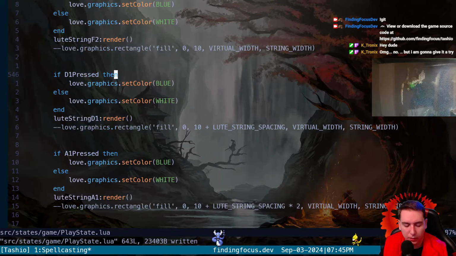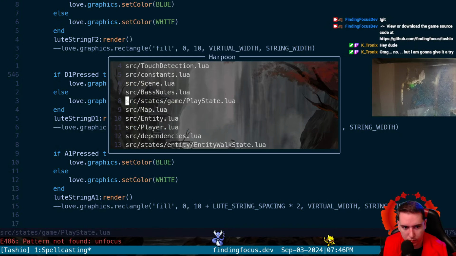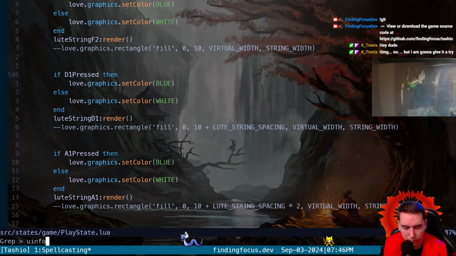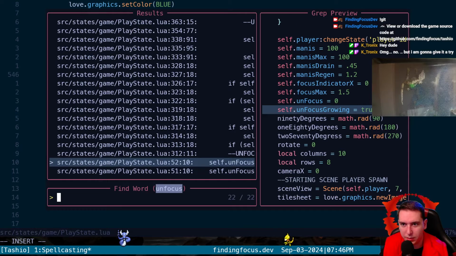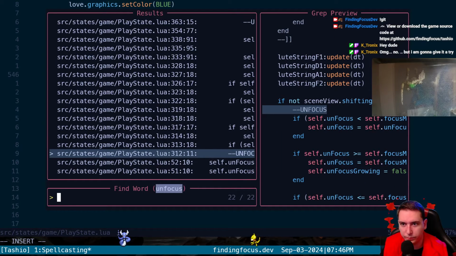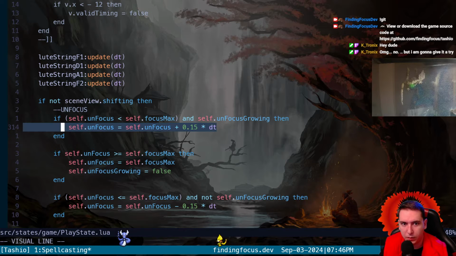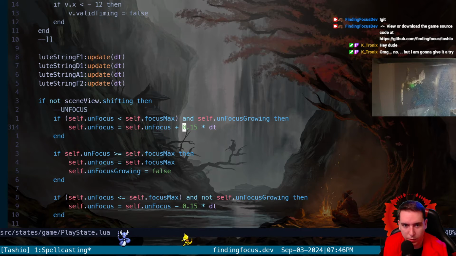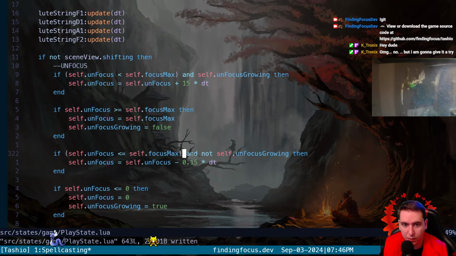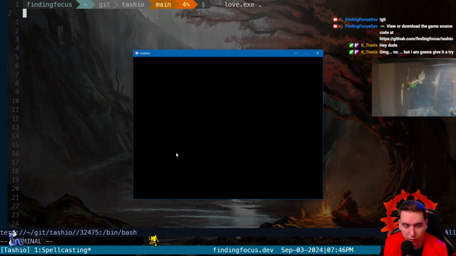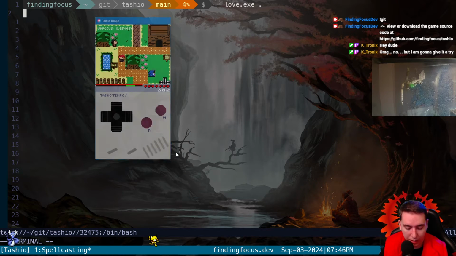So let's find our unfocus. I just realized I said let's find our unfocus. Okay. So this is why it's so slow, because this is a 0.15 scaled by delta time. So let's just put a 15 in here for now, and it should be a lot closer. The unfocus should be a lot faster than it was.